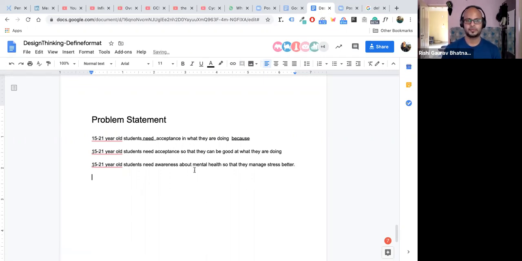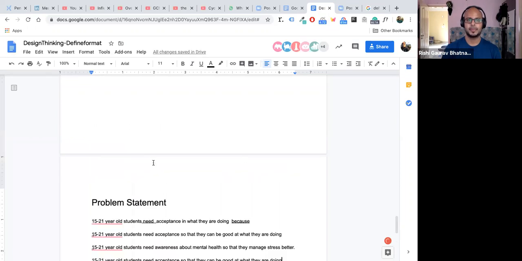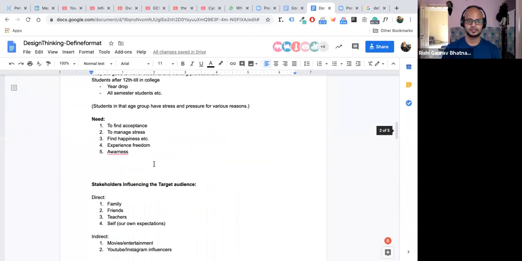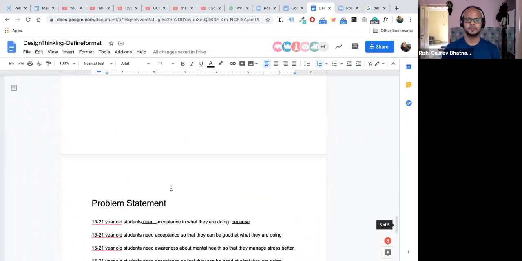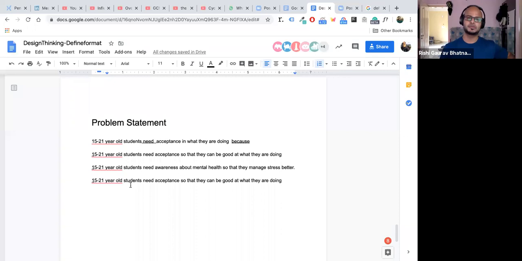Another one. Let's go to another problem statement that's coming out of it. We defined happiness, acceptance, manage stress. Let's see if there's something else that can come into play. Another way of looking at this problem statement is, if they solve for this, what happens after? So 15 to 21 year old students need awareness, or say acceptance. If I solve for acceptance, what does that do? So they can be more open about their problems.